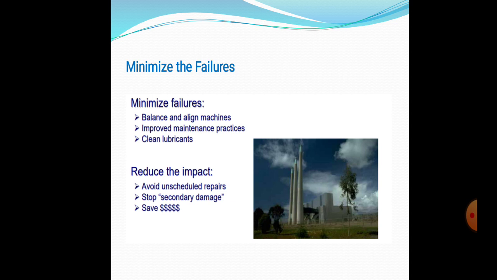Now, what are the techniques or methods to minimize failures? Balance and align the machines. In some conditions we see unbalanced masses, which create progression towards failure, and to minimize these conditions we have to balance and align the machines. Then improve the maintenance practices. When maintenance is done at regular intervals, the machines will operate with good performance. Also clean the lubricants. Now, what is the reduced impact? The impact is reduced by avoiding unscheduled repairs and stopping secondary damage. So if we minimize failures, the impact will be reduced by these techniques.